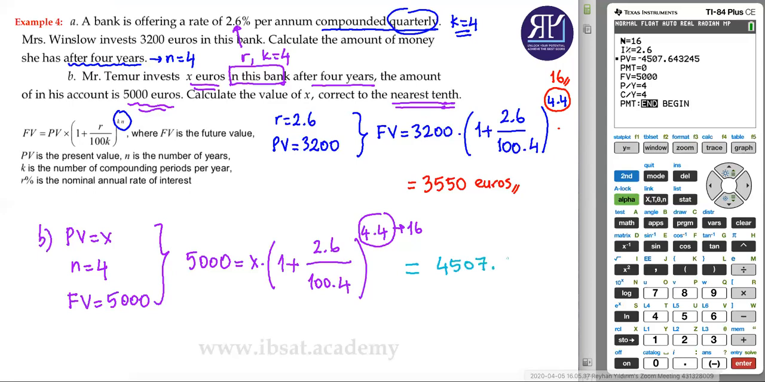Approximately, let's write the result: 4,507.64. Now the question asks for the nearest tenth. It means this unit digit will be made 0, and 0.7 is close to 10 rather than 0. It is close to 10. That's why we give the answer 4,510 euros.